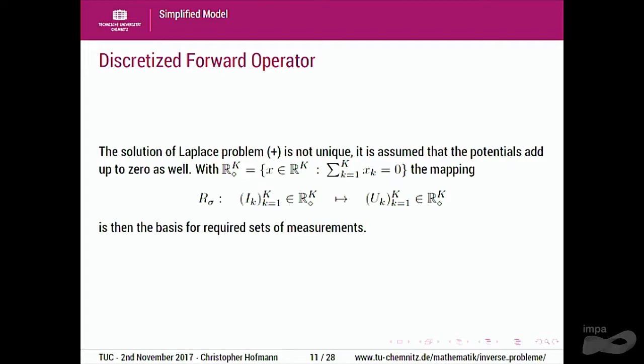In the discretized situation, this leads to the following. We take K measurements on K electrodes: we add current on K, or a subset of these electrodes, and then we measure voltages on the remaining. And this is just the discretized form of the operator A previously introduced.